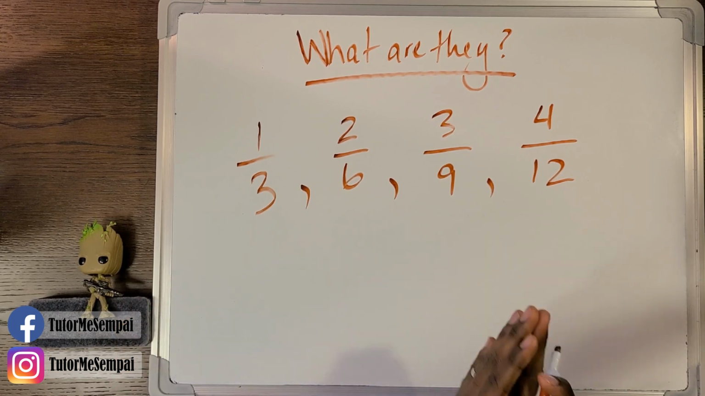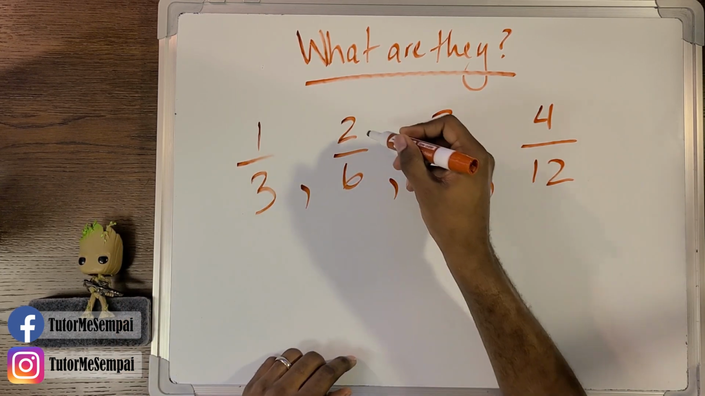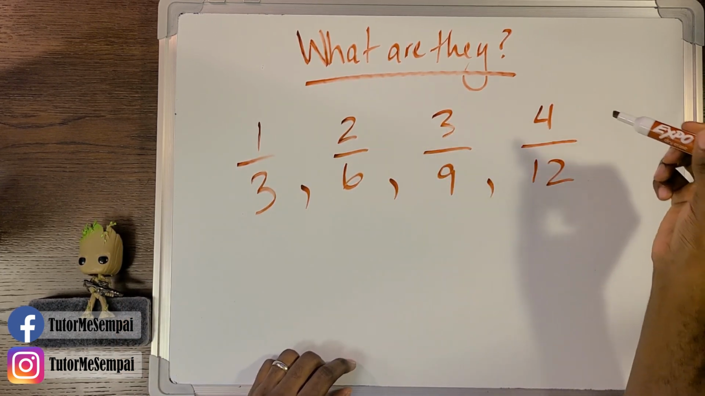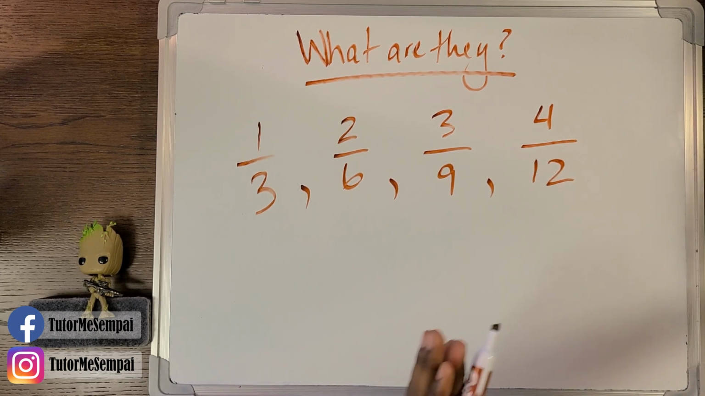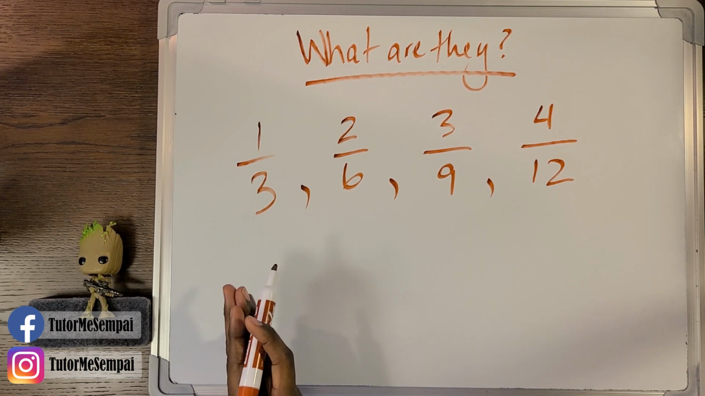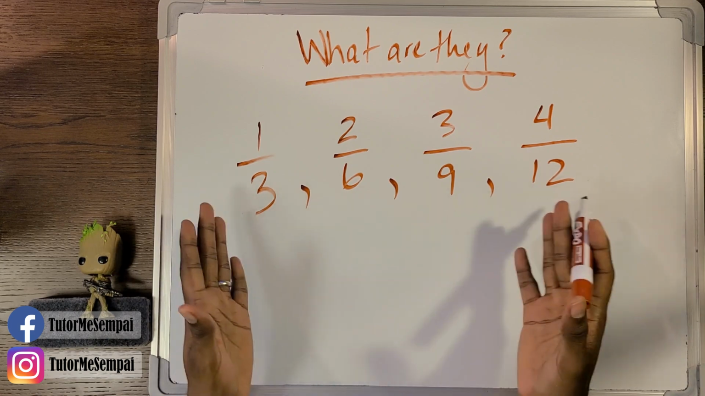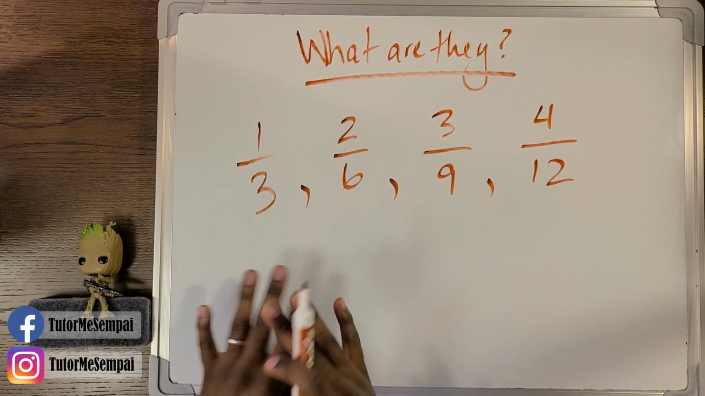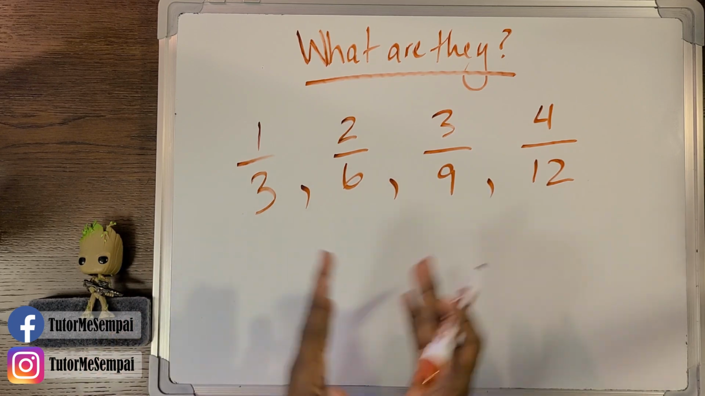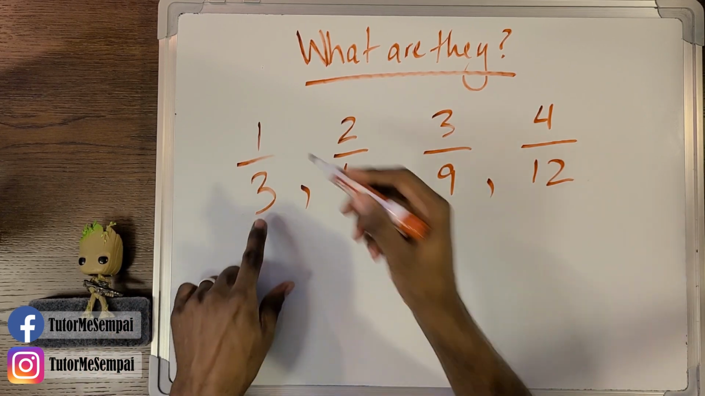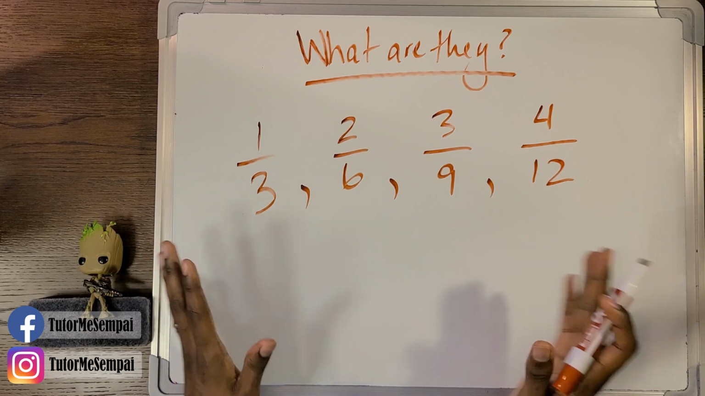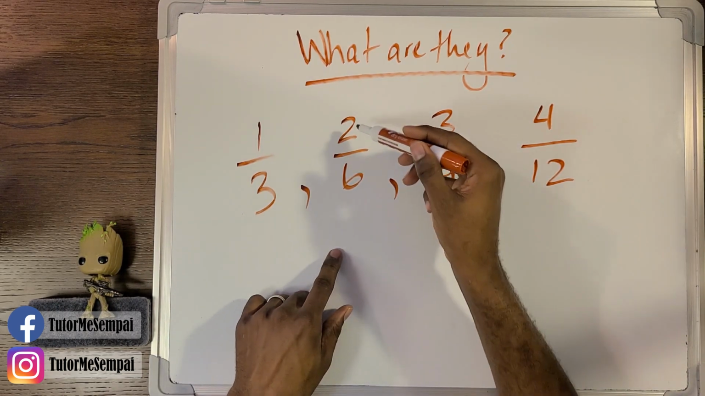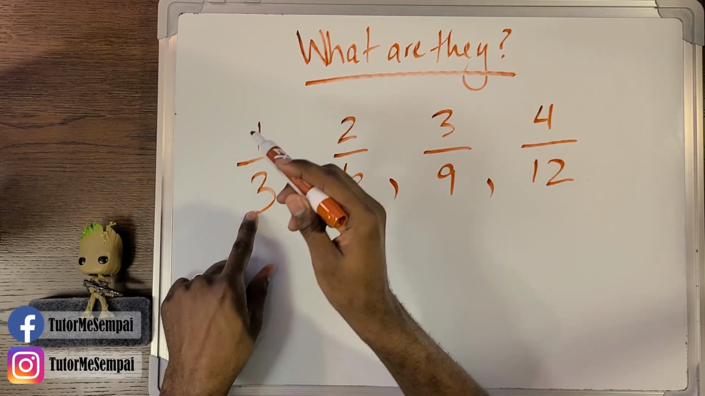Here we have 4 more fractions: 1/3, 2/6, 3/9, and 4/12. These are also going to be called equivalent fractions. Now, these are equivalent to each other. These are not going to be equivalent to the other set of 4 fractions. Those are not equivalent to these. And that's because they don't mean the same thing. 1/3 is not the same as 1/2. However, 2/6 is going to be the same thing as 1/3.